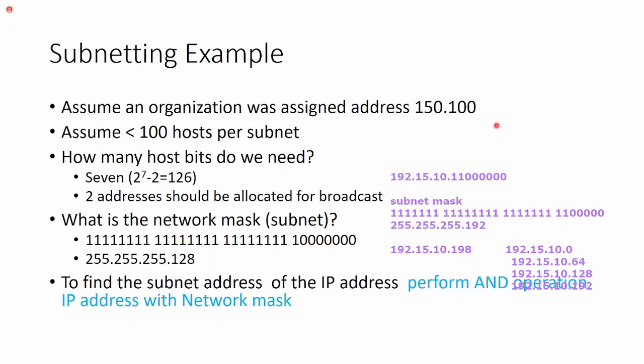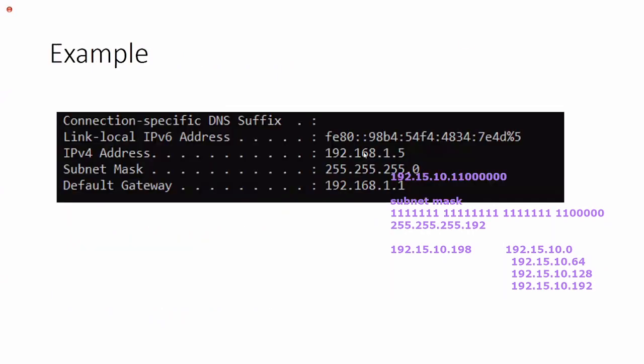Any questions about subnet mask? Subnet mask means you convert all the network bits in the network to 1, right? So then you will get the subnet mask. You do an AND operation with the subnet mask and the IP address, then you will get the network address or the subnet address.